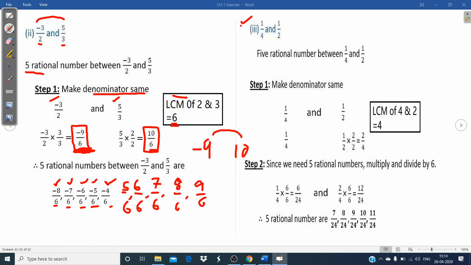Similarly, the third part is there, student. You have to find five rational numbers between 1/4 and 1/2. So again, the first step is to make the denominator the same. In order to make the denominator the same, you have to take the LCM of 4 and 2. LCM of 4 and 2 is 4. Here the denominator is already 4, so no need of changing this. The number is the same, 1/4 itself.